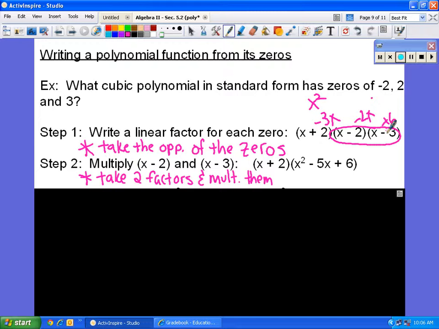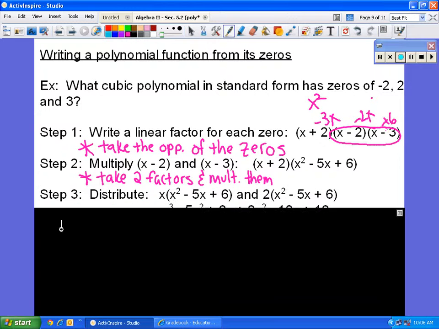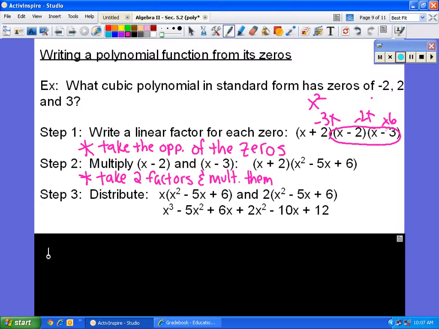Unfortunately, if you end up with a binomial and a trinomial like we have here, the only way to go to the next step is to double distribute. Take each of the numbers inside the binomial and distribute it against the trinomial. So I'm going to do x times x squared minus 5x plus 6 and 2 times x squared minus 5x plus 6. And then I take my answer and write it out in a long string of values.